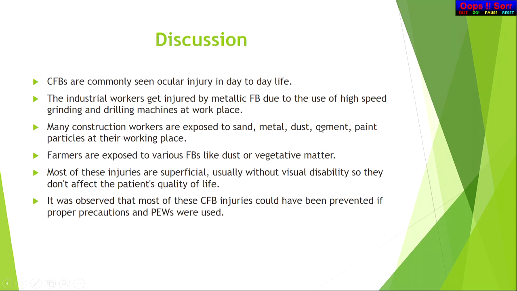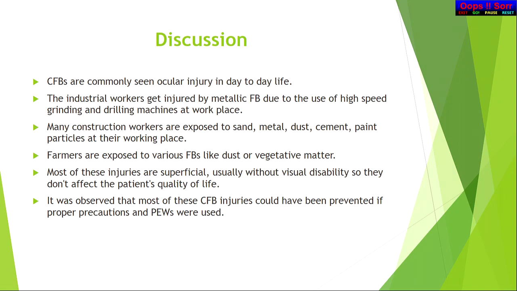So as discussion, corneal foreign bodies are a commonly seen ocular injury in day-to-day life. The industrial worker gets injured by metallic foreign body due to the use of high-speed grinding and drilling machines at the workplace. Many construction workers are exposed to sand, metal, dust, cement, paint particles at their working place. Farmers are exposed to various foreign bodies like dust or vegetative matter. Most of their injuries are superficial, usually without visual disability, so they don't affect the patient's quality of life.